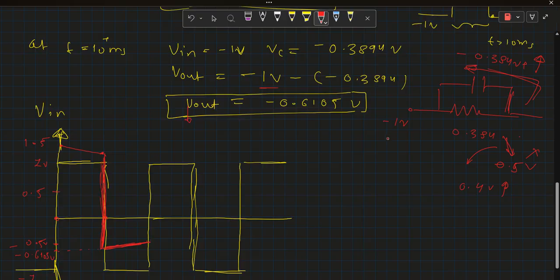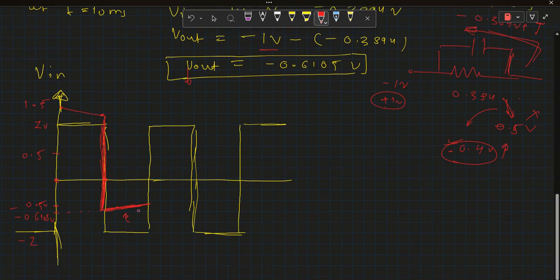Now again we have the positive 1 volt, and some initial voltage. We can say that this is 0.4 volt. This is not the exact value. I assume this is minus 0.4 volt, and the charging of the capacitor is slow in this cycle. After that, at 20 millisecond, the 1 volt will appear again in the input.